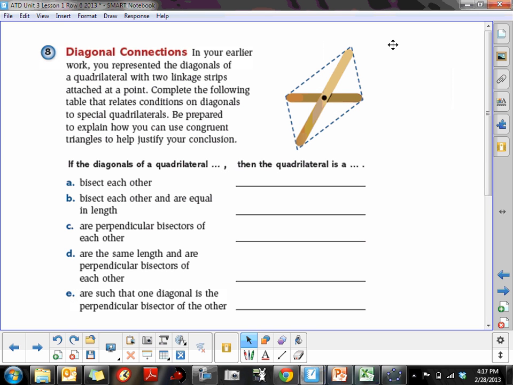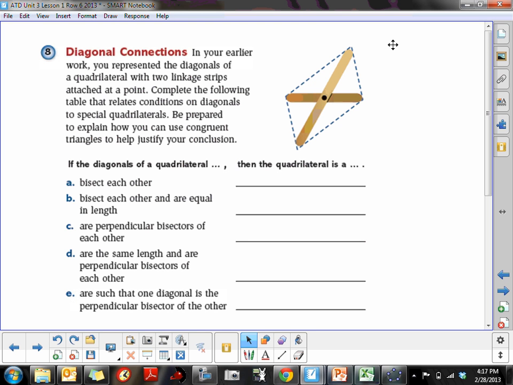Final question in this investigation in row 6 is on diagonal connections. We're really going to study the relationships between the diagonals and the different parallelograms and quadrilaterals that we've studied so far. In our earlier work we looked at some different quadrilaterals. We didn't use the linkage strips.